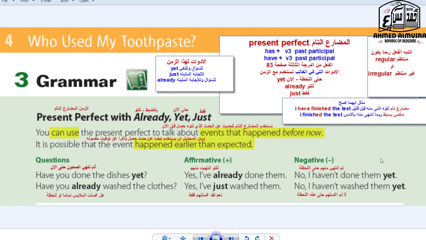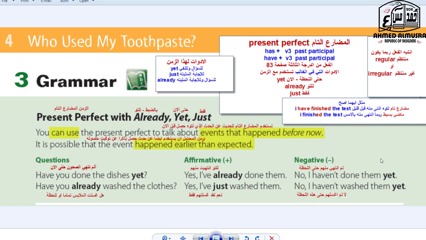Here I am back again with the new lesson, which will be for the third grade. This is unit 4, "Who used my toothpaste?" We begin unit 4, which will be on page 40. This is page 40, 41 and 42. Today I'm going to talk about the present perfect with already, yet, and just.